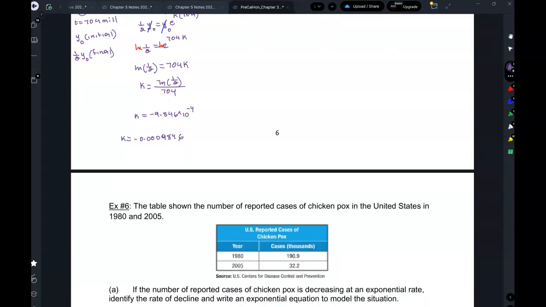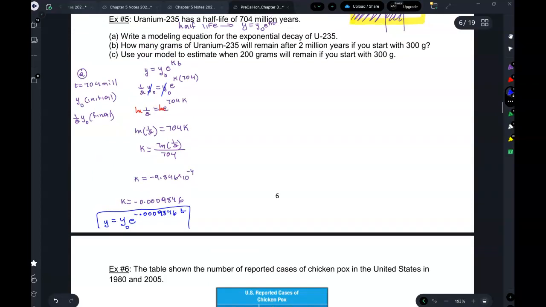Either way. So now my modeling equation is y equals y naught e to the negative 0.0009846 t. Do you have to write it out like that? We can't just do the scientific notation? You can do scientific notation. Oh, yeah, sorry, I thought you meant the equation.